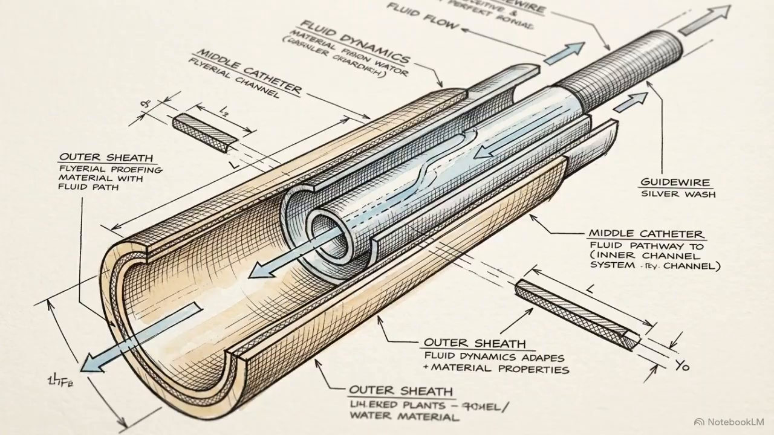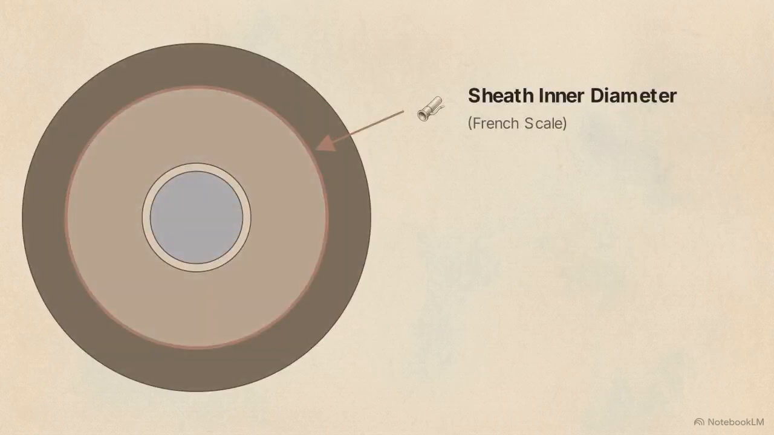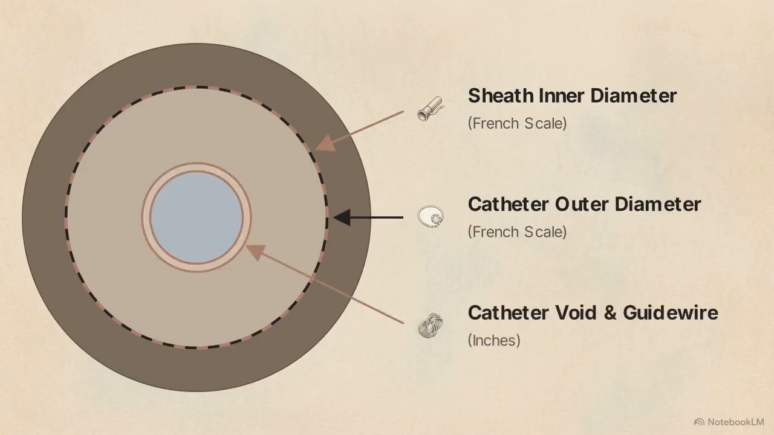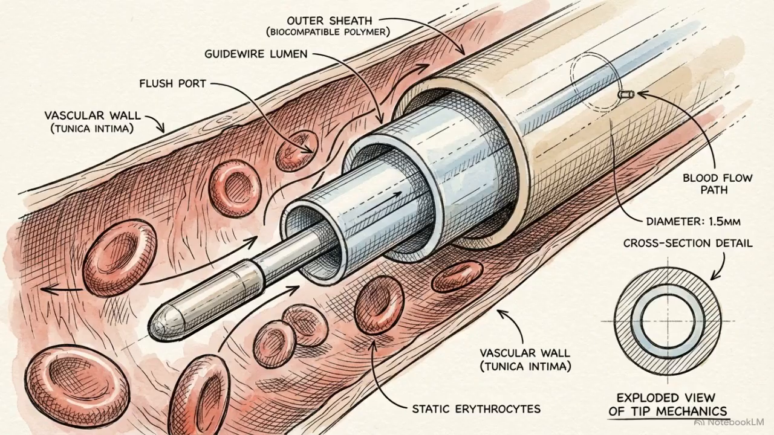The completed coaxial system relies on 3 disparate measurement rules. Mechanical compatibility is dictated by the sheath's inner diameter, the catheter's outer diameter, and the exact pairing of inches between the catheter's void and the guide wire. Once the sizing is correct at the entry point, the focus shifts to the distal tip of the catheter operating deep inside the vascular system.